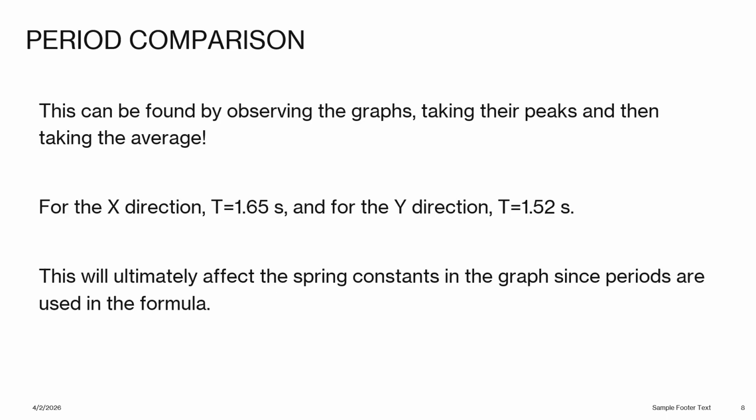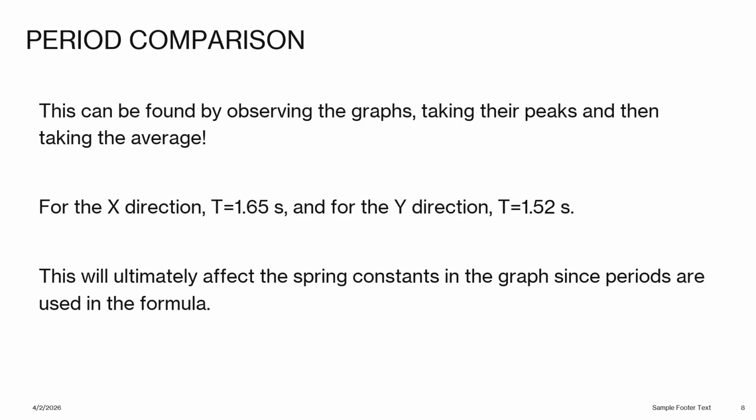And then here is the period comparison. The oscillation period was determined by measuring the time between successive peaks in both the x position and y position graphs. I basically wrote that you can take multiple peaks and then take the average to get a better period. From the x directional data, the period was approximately T equals 1.65 seconds, and for the y direction, it was approximately 1.52. These values are similar, but not exactly the same.